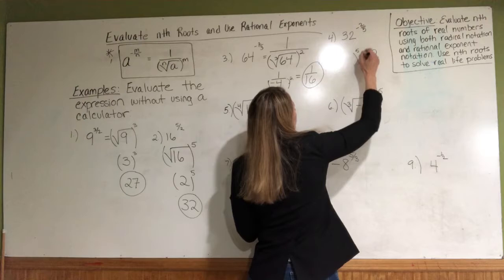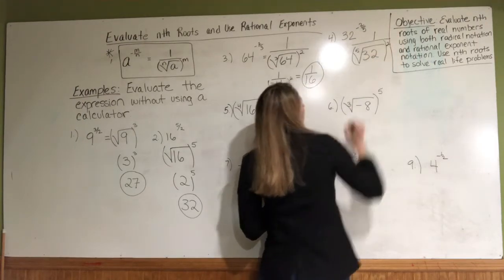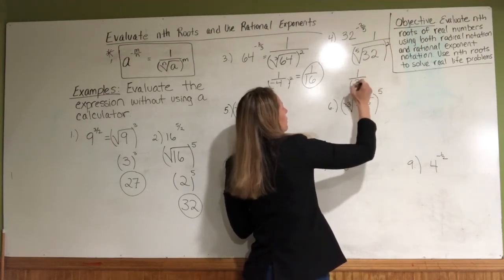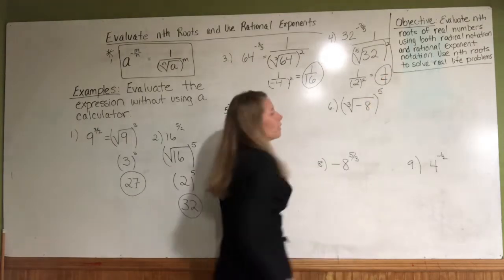Okay, then number 4, I have 32. It's going to be a 5th root that will be raised to 2, but the whole thing will be under that 1. The 5th root of 32 is 2, and 2 squared would be 4. So that gives me a 1/4 there.